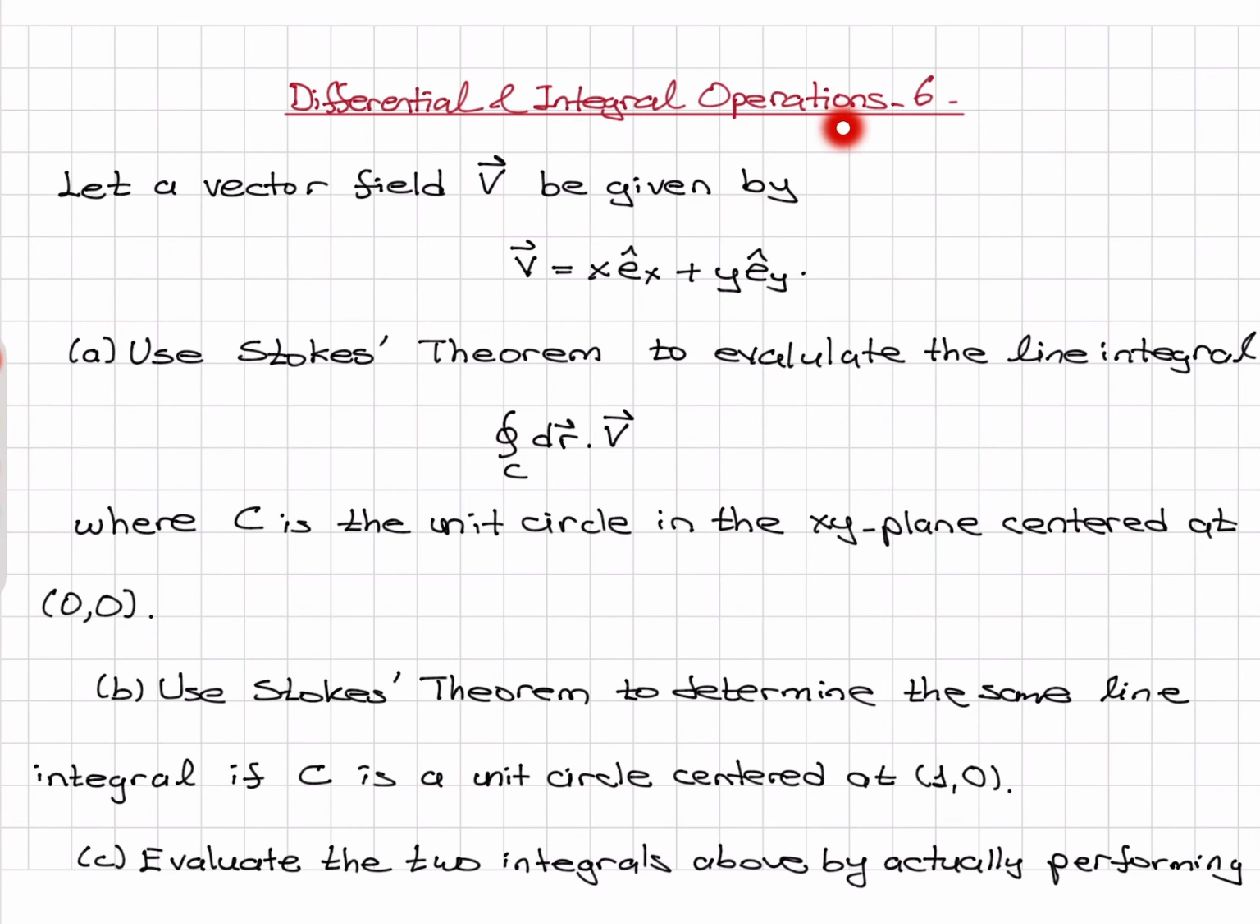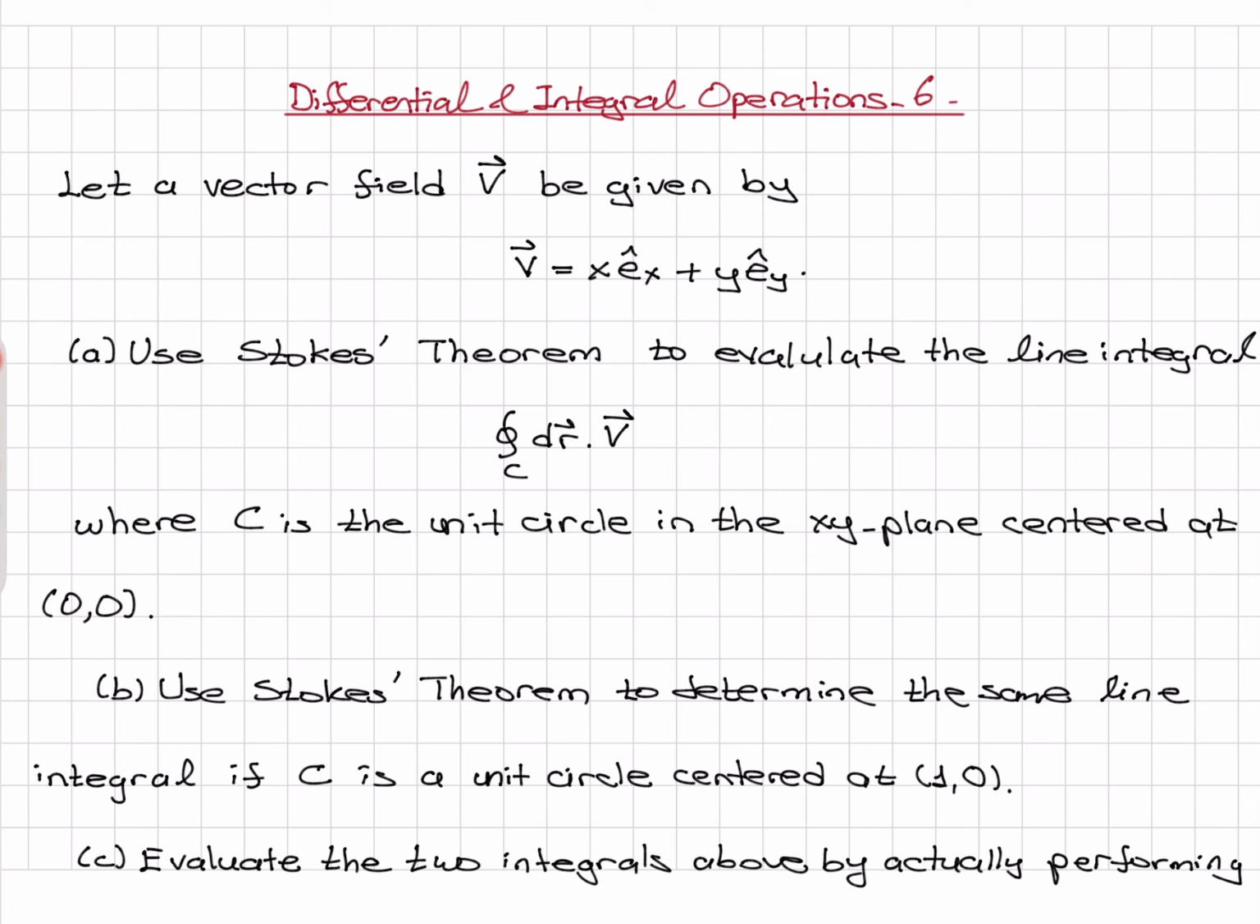Differential and integral operation 6. Let a vector field V be given by x e_x hat plus y e_y hat. Use Stokes' theorem to evaluate the closed path integral of dr dot V, where the closed path is the unit circle in the xy plane centered at 0, 0. This is part A.